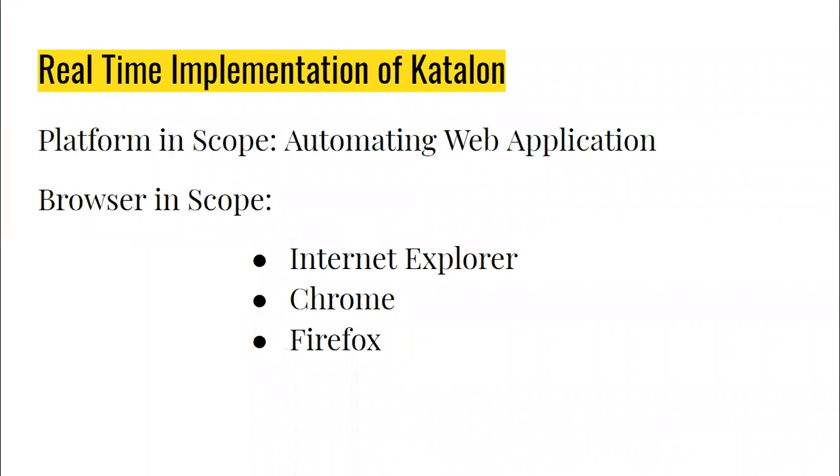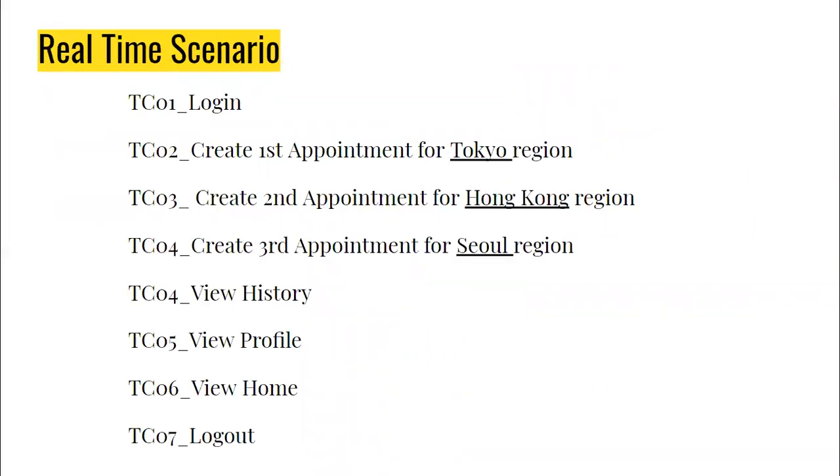And then we'll be talking about the real-time implementation of Katalon Studio. In the real-time implementation, we'll see how we can automate a web application, which is also predominantly done nowadays by Selenium WebDriver using any of the programming languages. The browsers in scope are Internet Explorer, Chrome, and Firefox for this real-time implementation. And this would be the real-time scenario which we would be automating.